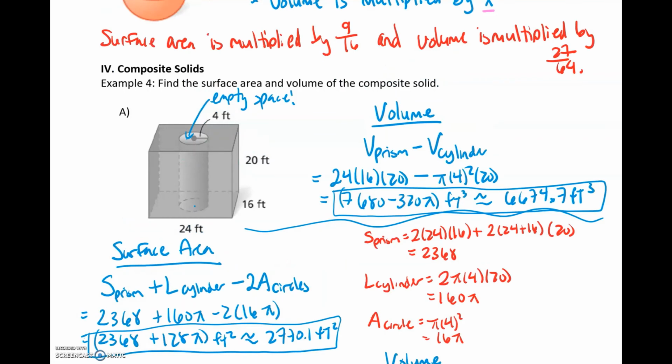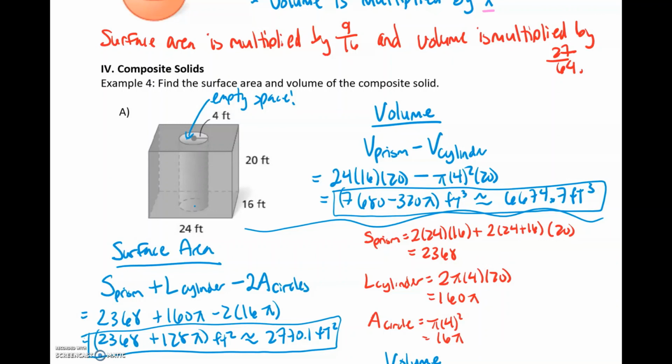All right, guys, so let's go ahead and check. So hopefully volume is pretty straightforward, and I realized I forgot to say I wanted you to round for these. So if you left it as an exact value, it'd be 7,680 minus 320 pi, which rounds to about 6,674.7 cubic feet. Surface area is always the one I notice students find a little bit trickier.